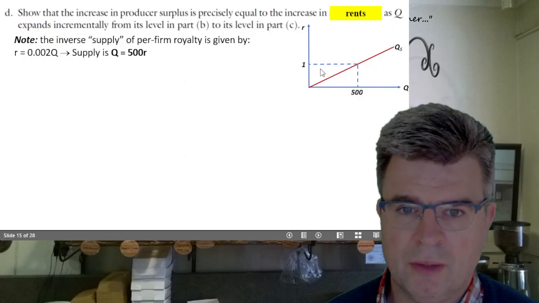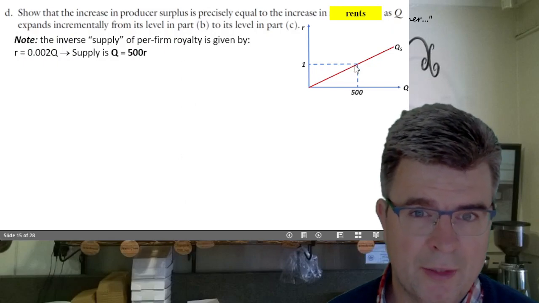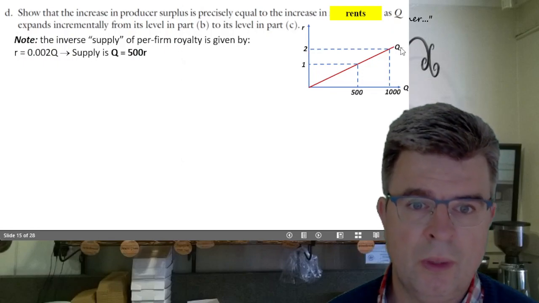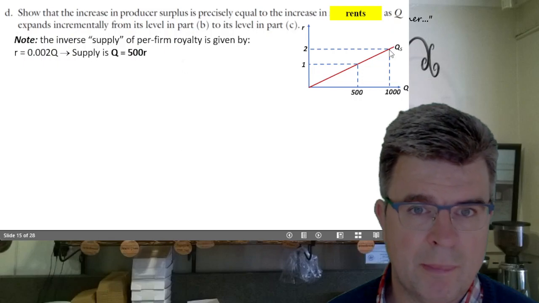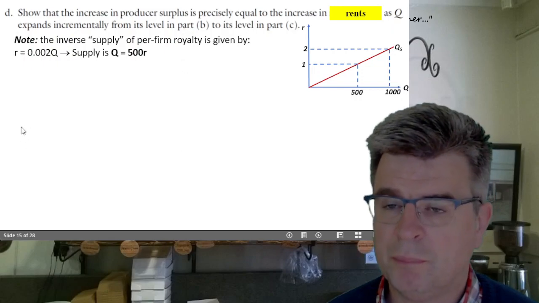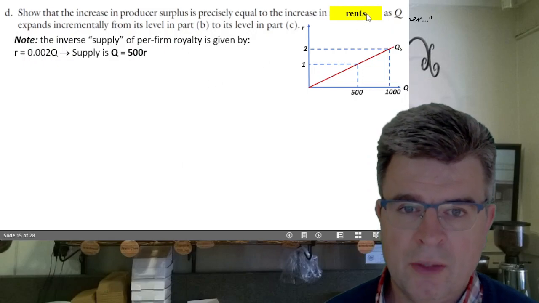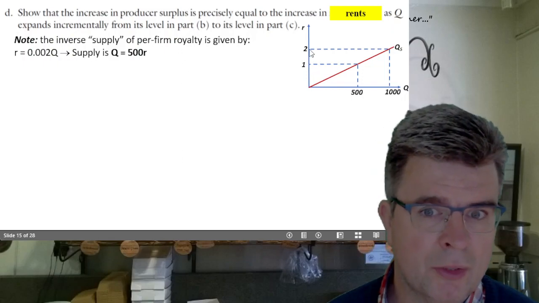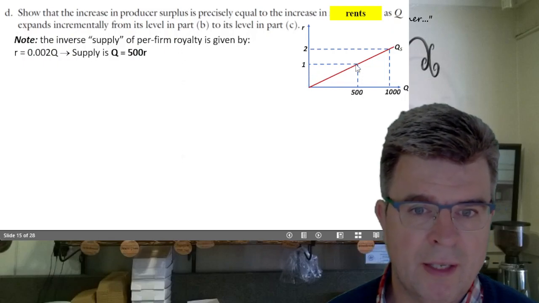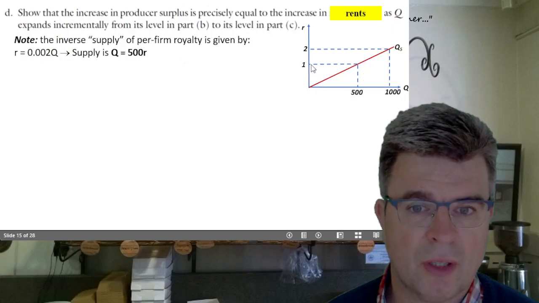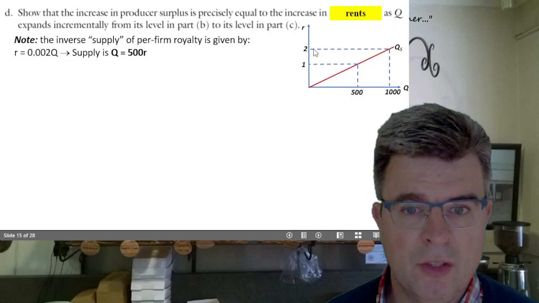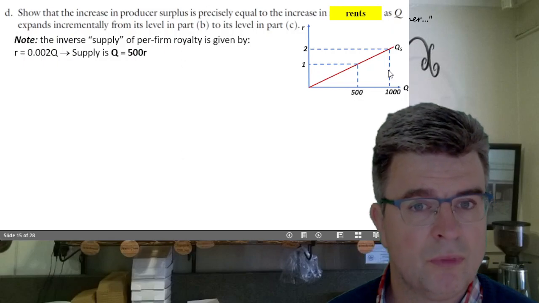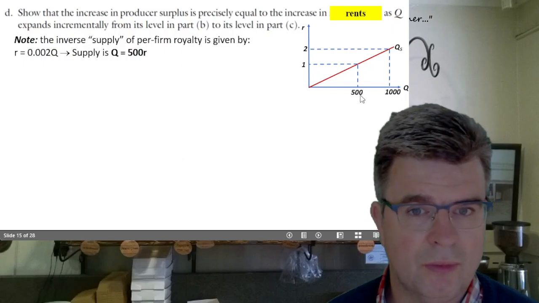When the royalty rate is 1, film studios offer the right to copy 500 movies, and when the royalty rate is 2, they allow the videotaping industry to copy up to 1000 movies. And here you can see the increase in royalties if we move from a royalty rate of 1 to 2. Originally the royalties are this square over here, so the total royalties are 1 times 500, which is 500. In the new situation, the royalties amount to 2 times 1000, which is 2000, and the difference is 1500.